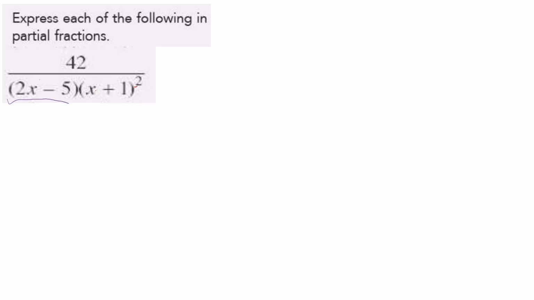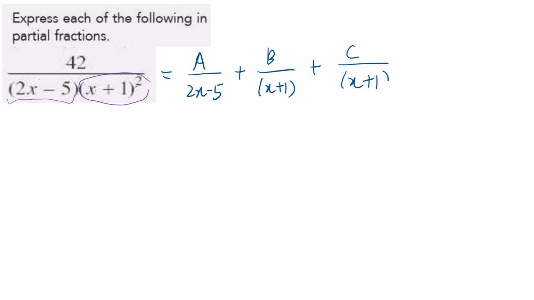It comprises of a linear, and this is called a repeated linear. So what would the partial fractions be? For the first linear, it would just be A over 2x minus 5. And then for your repeated linear, it will be B over x plus 1, then plus C over (x plus 1) squared. Okay, so we're going to combine them into a single fraction.